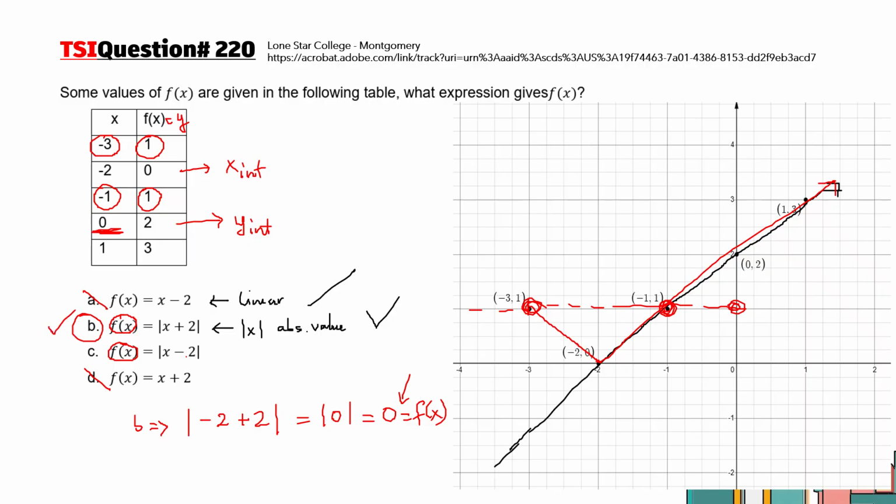And then for C, to make sure, we check it as well. So we have negative 2 minus 2, absolute value, that is negative 4, that is 4. And this is different from 0. So B is the correct answer.